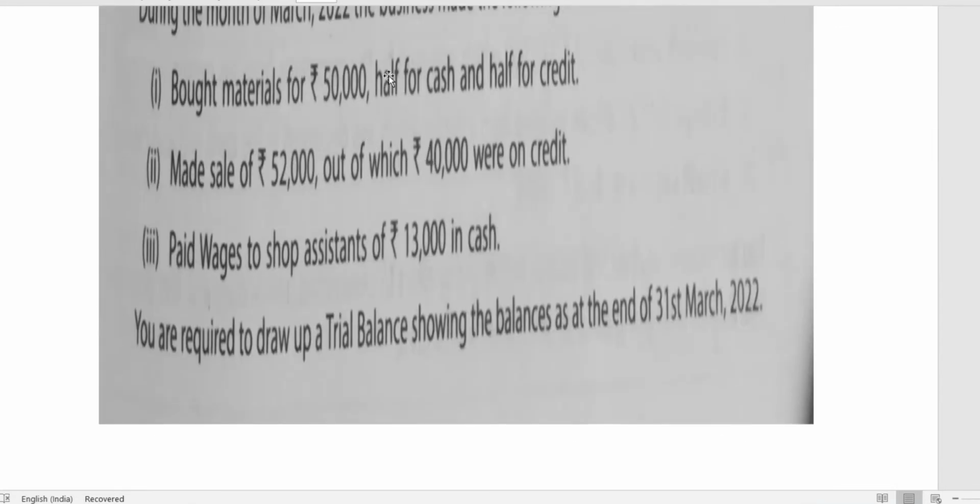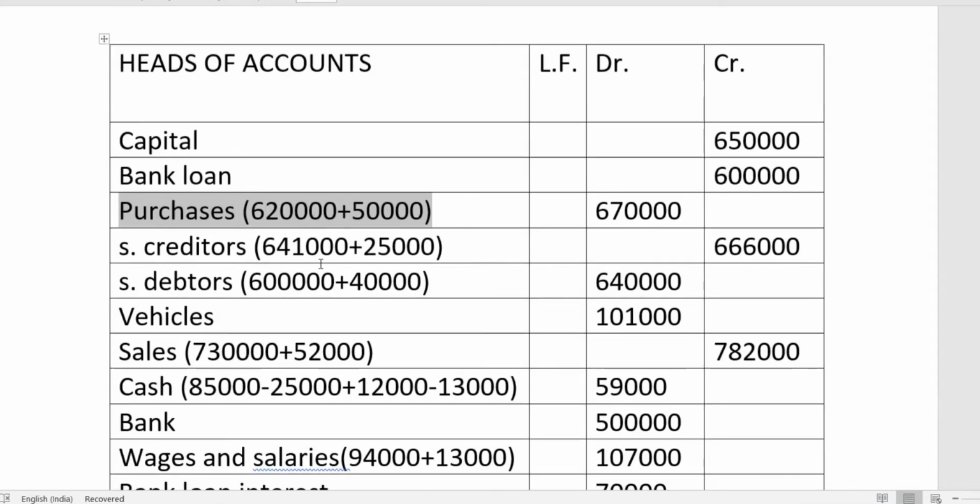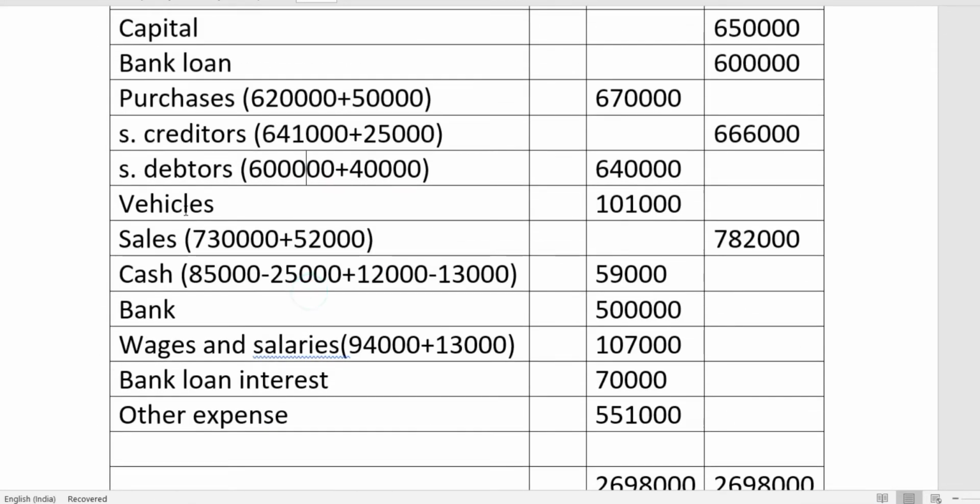Now for the information, they're saying out of 50,000, half was purchased in cash and half on credit. Means 25,000 cash purchase and 25,000 credit purchase. When you're doing a 25,000 cash purchase, you have to give 25,000. So 25,000 cash purchase means from cash you have to minus 25,000. I have done it here, see, minus 25,000 from cash.